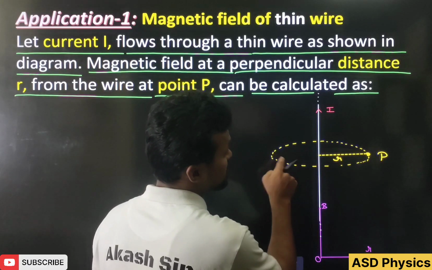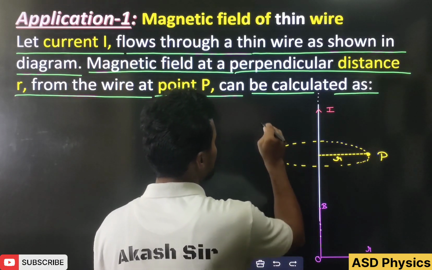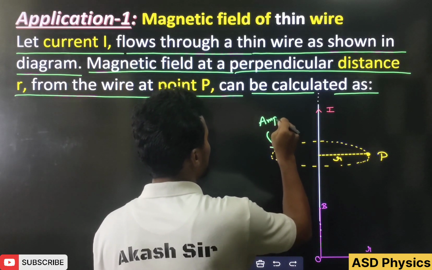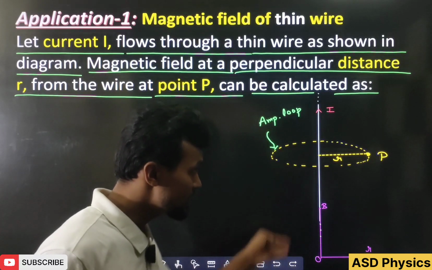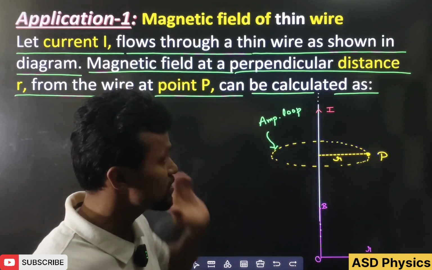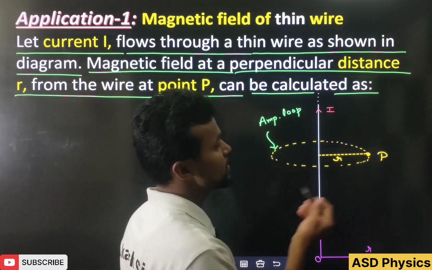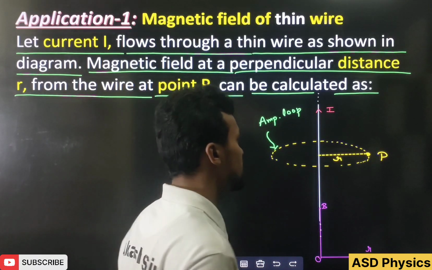Now you can see it looks like a somewhat flat shape, but this is a circle, and its name is the Amperian loop. The current carrying wire is along which direction? Y direction. And this Amperian loop is in which plane? ZX plane.